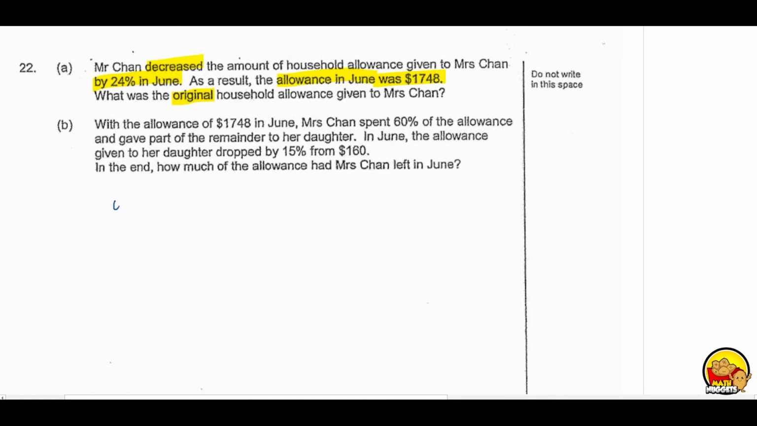Okay, so the original will be 100%. Then in June, it decreased by 24%. So 100 minus 24 is 76%. So as a result, the allowance in June was 1748, which means that 76% is 1748. So we just need to find out 1% by dividing.